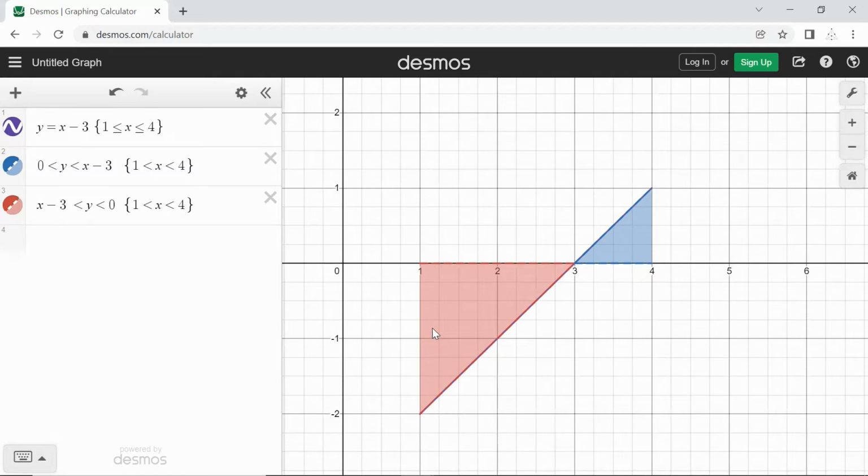Notice that the red triangle, the one that's below the x-axis, has height of 2 and base of 2, from 3 to 1, from 0 to negative 2. So the height and base are both 2. The triangle above the x-axis has a base of 1 and height of 1. Let's fill that in.